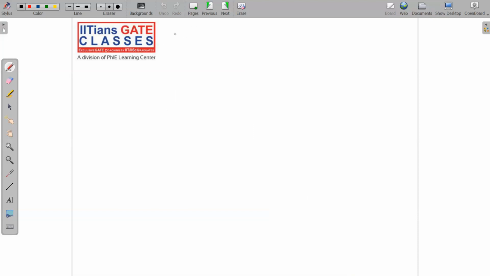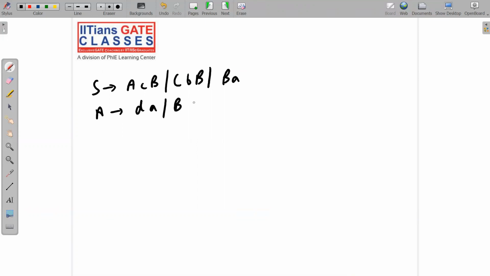So next is S implies A small c b, capital C small b b, and capital B small a. A is going to D A, capital B, capital C. Capital B is going to G null. Capital C is going to H null. Okay, so we need to find first.